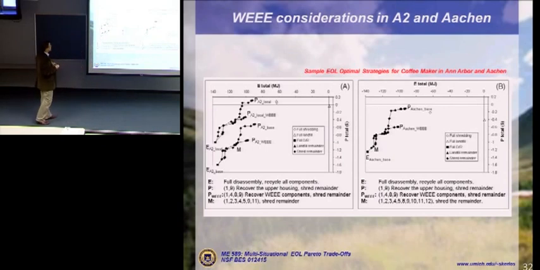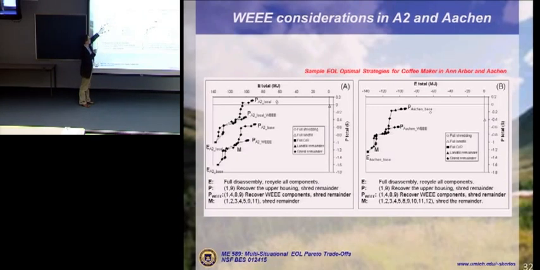Now, here we're looking at the consideration of WEEE. Okay, let's say you got to recover at least 70% of the coffee maker by mass. Now, what do you notice if you compare the Ann Arbor? If you just compare the WEEE case with the local case, what jumps out at you? So this is just Ann Arbor local with and without WEEE. So if you just look at this cluster up here, what jumps out?